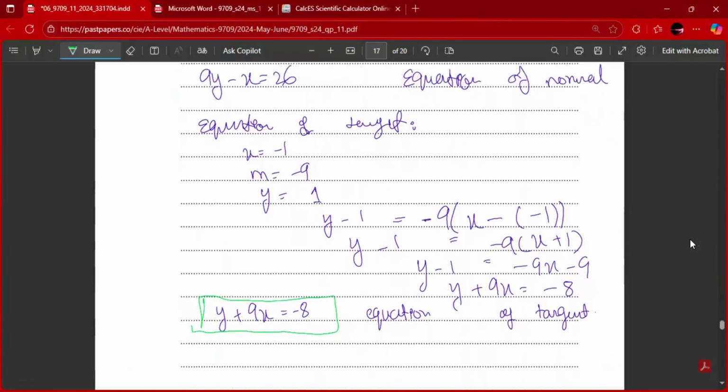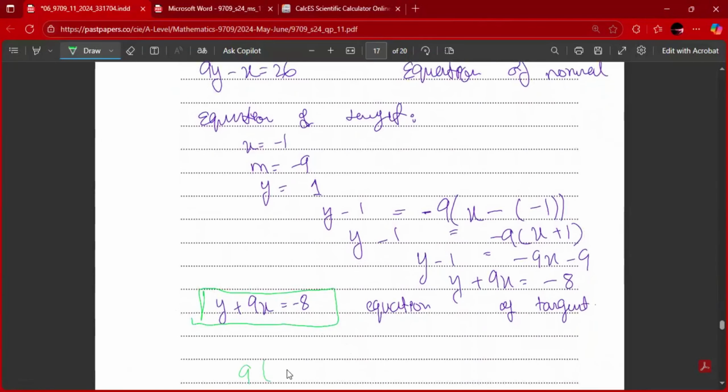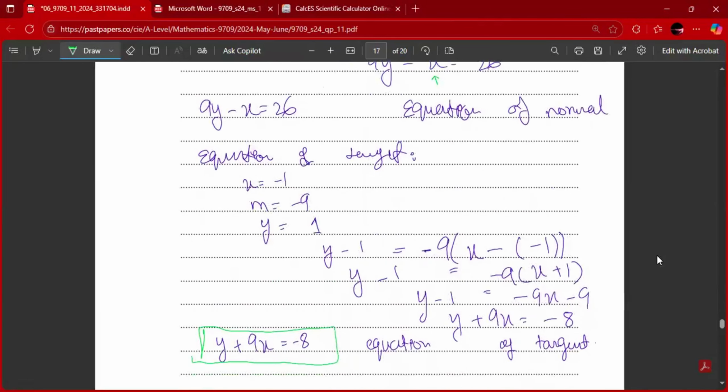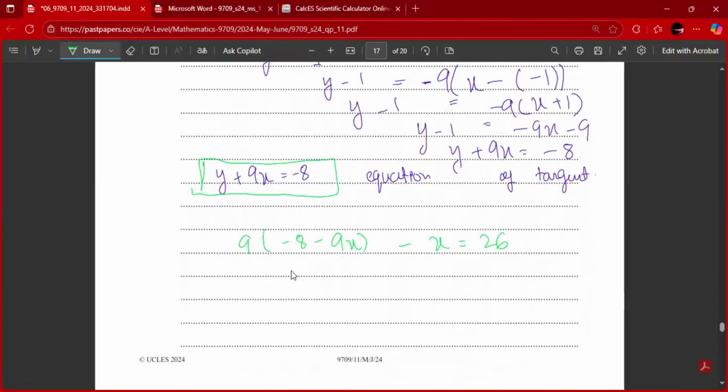So 9 into -8 minus 9x minus x will go to 26. Yes, yes. Solving it, -81x minus 72 minus x minus 26 equal to 0, minus 982x minus 898 is equal to 0. X is equal to 98/82. Am I right or am I wrong? Oh, why does this look so bad?